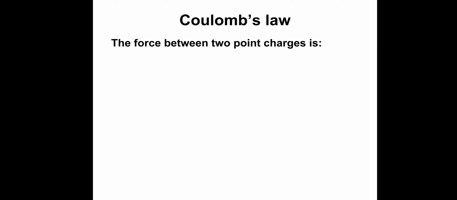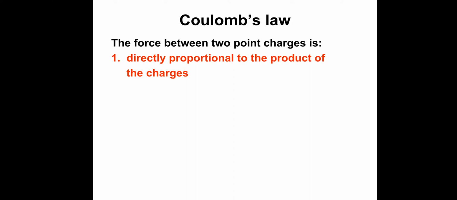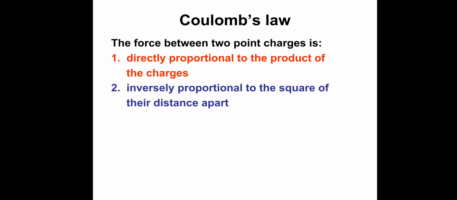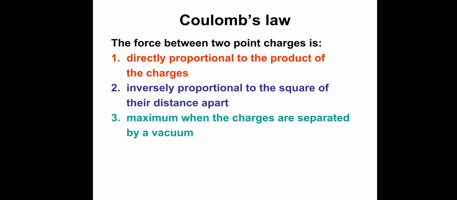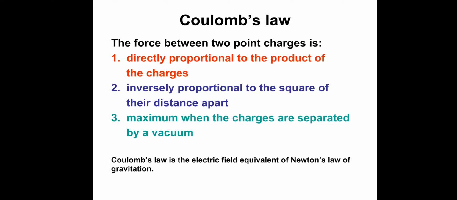What is Coulomb's Law? The force between two point charges is directly proportional to the product of the charges, inversely proportional to the square of their distance apart, and is a maximum when the charges are separated by a vacuum. You might realise that this is the same as the gravitational force, but in terms of charge instead of mass. For gravity, it is directly proportional to the product of the masses, inversely proportional to the square of the distance between them. So Coulomb's law is the electric field equivalent of Newton's law of gravitation.